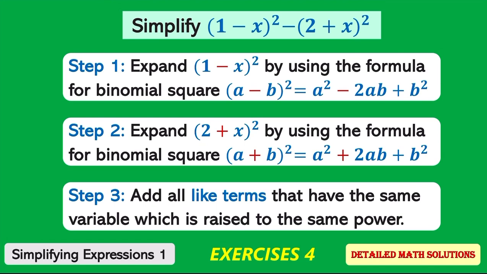To simplify the next expression, I simply need to follow the same steps. I need to expand 1 minus x in parentheses squared by using the formula a minus b in parentheses squared. I need to expand 2 plus x in parentheses squared by using the formula a plus b in parentheses squared. And finally, again, I need to add all like terms that have the same variable, which is raised to the same power.